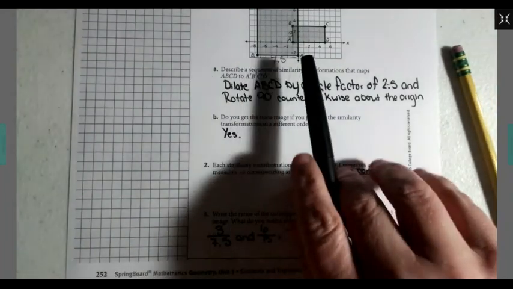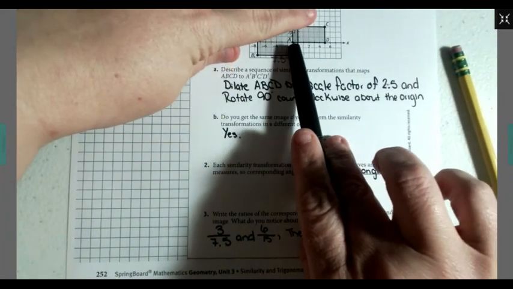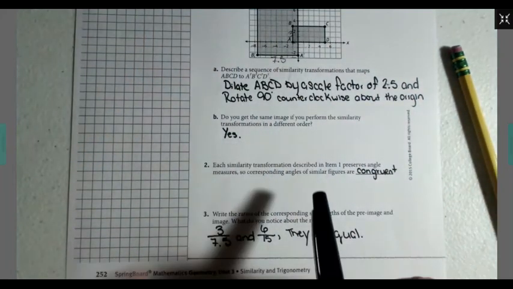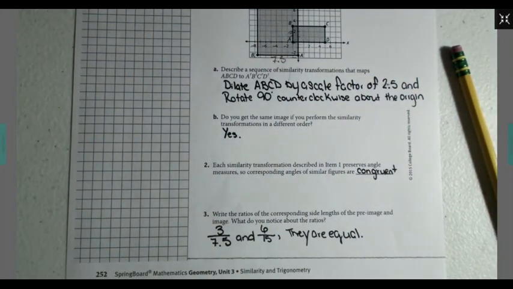It says if we did it in reverse, if we did the rotation and then did the dilation, would we get the same figure? Yes. Each similarity transformation described in item 1 preserves angle measures. Well, if we're preserving angle measures, that means that my angles are staying what type of measures? They're staying equal, which makes them congruent. Mathematically, that's what we call it, congruent.